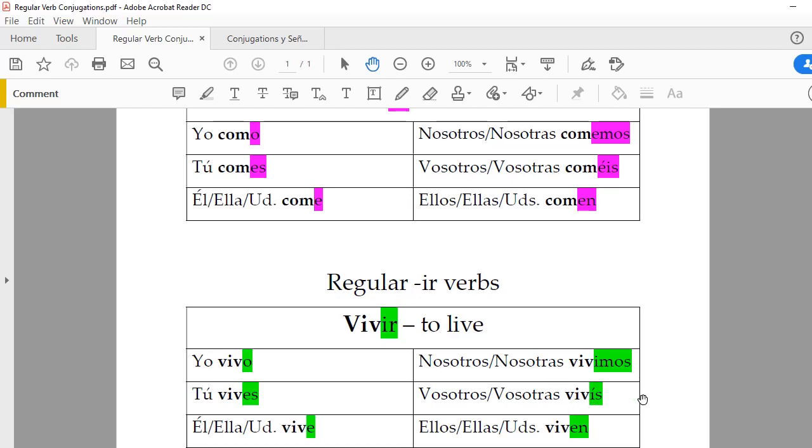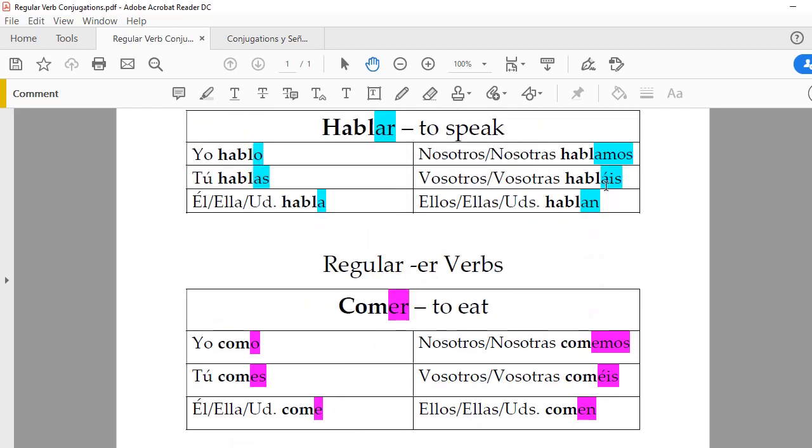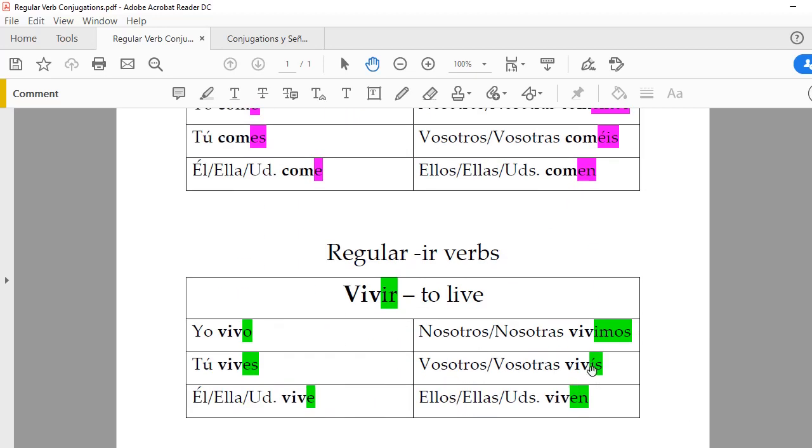And the last thing I want to point out is the vosotros form always has an accent: over the A in an AR verb, over the E in an ER verb, over the I in an IR verb. Okay, so that's how we go about conjugating these regular verbs.